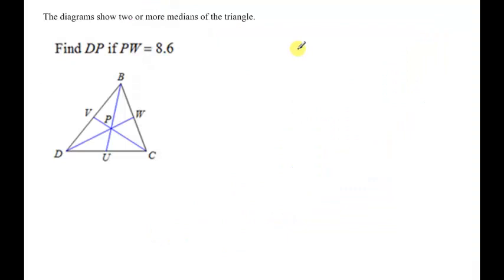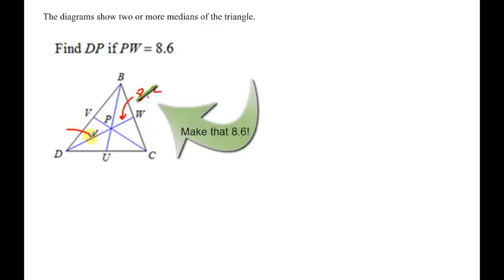Okay, so in this first example, we have a chance to do the medians. And again, it's chopped into 2 pieces, one short, one long, with the longer one being twice the length. So let's see what we're given here. We're going to find DP. We're told that PW is 8.6. I want to write that in my picture. So this piece, PW here, is 8.6. And then our question is DP, this piece of that same median.